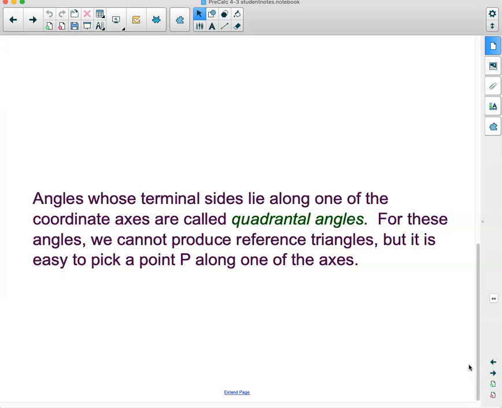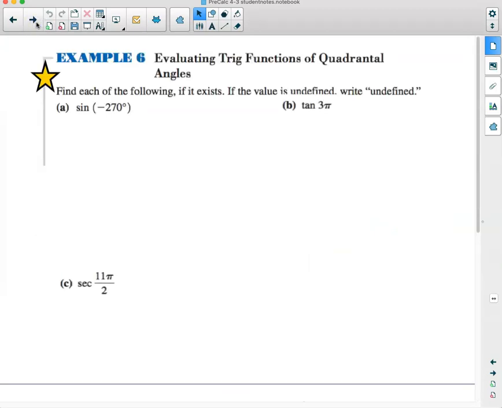But this is the good part. It is really easy to pick a point P along one of those axes. And in fact, it doesn't matter which of the points we pick, but of course we want to pick the easiest one, the nicest one to work with, and that's what we're going to do.